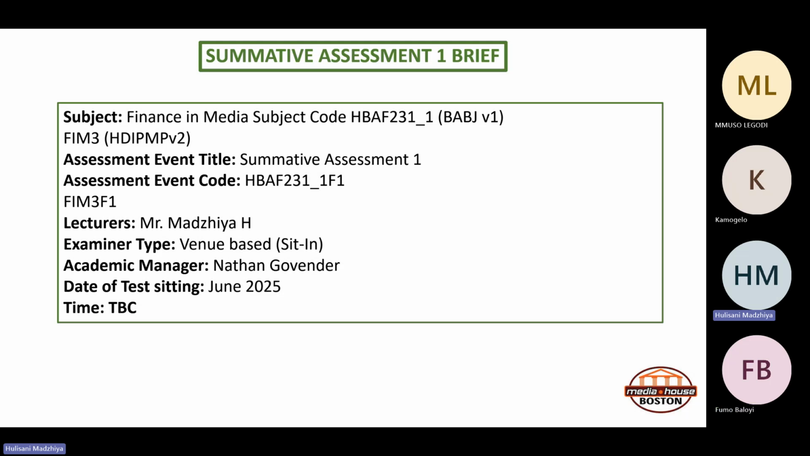And the one for next week, you will be writing at room 1 as well from 10 to 1 o'clock, which is your formative assessment. It is next week, Wednesday. Whereas the summative, it's in June, Thursday, 10 to 1 o'clock.